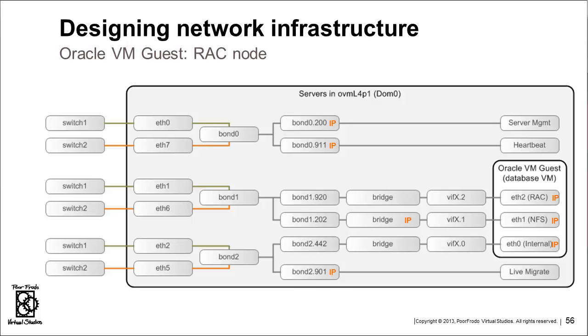Now let's take a look at how this translates to the rack nodes in Pool 1. ETH2 in this case will be associated with Bond 1.220 for the BAM rack nodes, 921 for the HR rack nodes, 922 for the CRM rack nodes, and 923 for the SCM rack nodes. Now, there is one more small bit of information on this slide that's of importance.